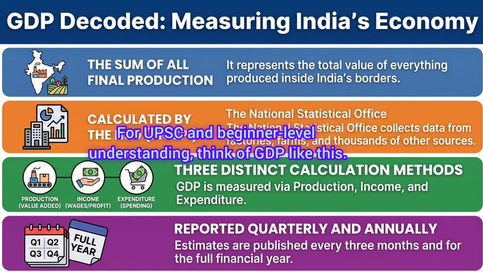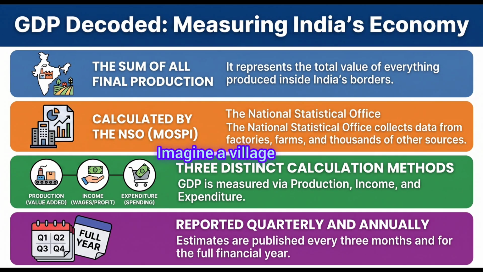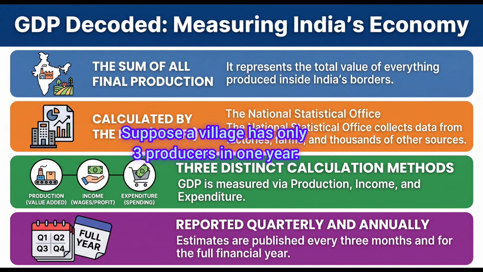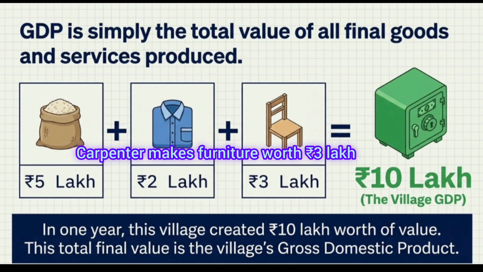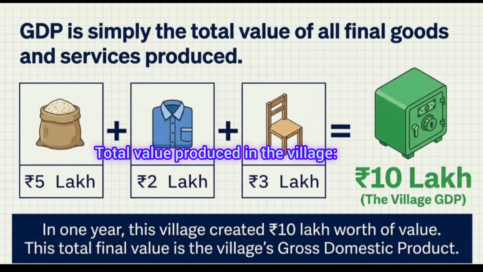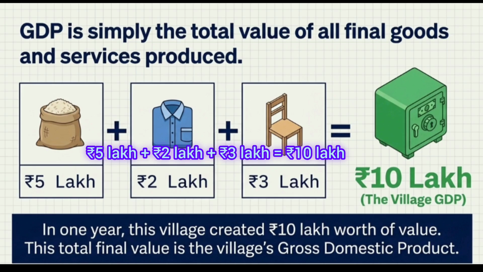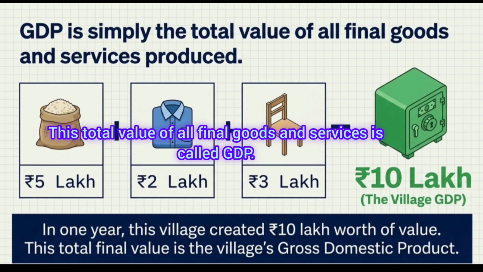For UPSC and beginner level understanding, think of GDP like this. Imagine a village. Suppose a village has only 3 producers in 1 year. Farmer produces rice worth 5 lakh rupees. Tailor stitches clothes worth 2 lakh rupees. Carpenter makes furniture worth 3 lakh rupees. Total value produced in the village: 5 lakh rupees plus 2 lakh rupees plus 3 lakh rupees is equal to 10 lakh rupees. This total value of all final goods and services is called GDP.